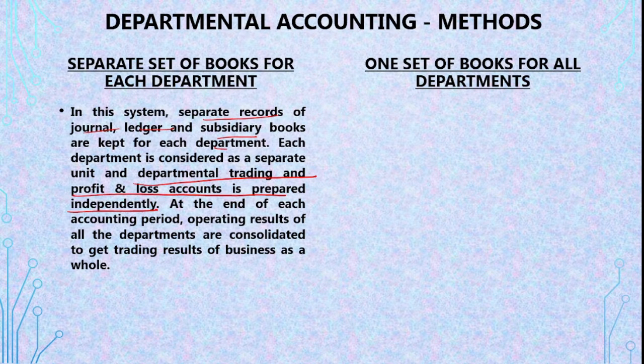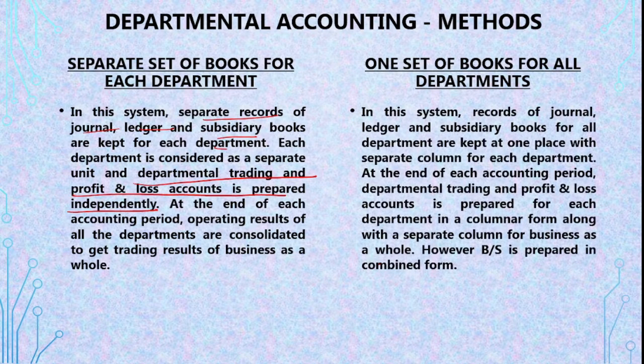And in one set of books, you all know that we will be having columnar accounts. So you will be making only one type of record, that is, all the records are kept at one place with separate columns for each department. Then at the end of the year, departmental trading and P&L account is prepared in a columnar form, as I explained to you, that in the amount column, we will be having as many columns as the number of departments that you are having.